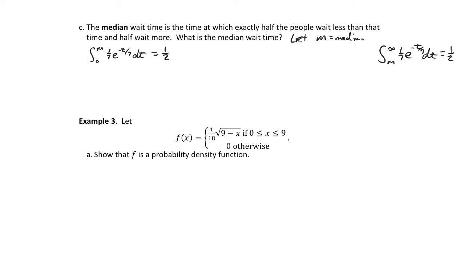If you evaluate the integral, we ended up with negative e to the negative t over 7, evaluated from 0 to m. I will do this calculation and then set it equal to 1/2. Let's see, that would be negative e to the negative m over 7 minus negative, so plus e to the 0th, which is 1. And we want this equal to 1/2. So this is the equation that we now need to solve.